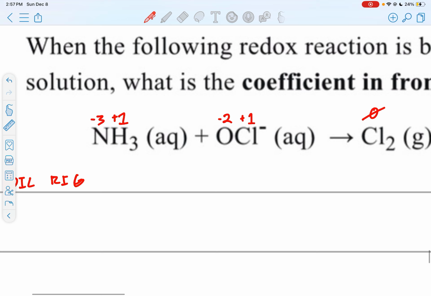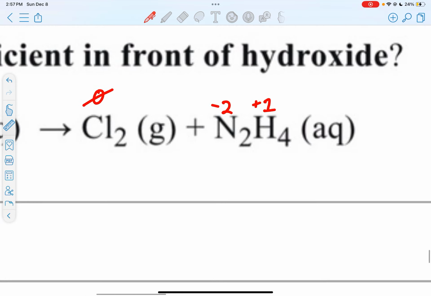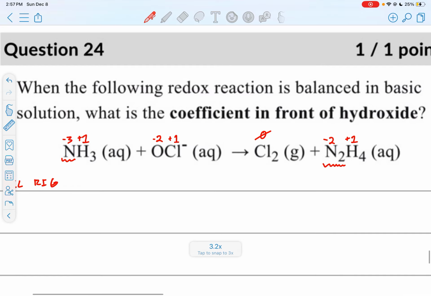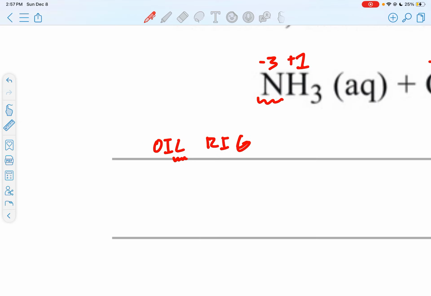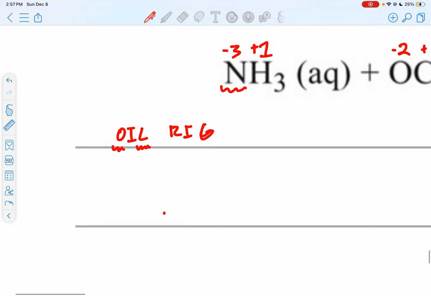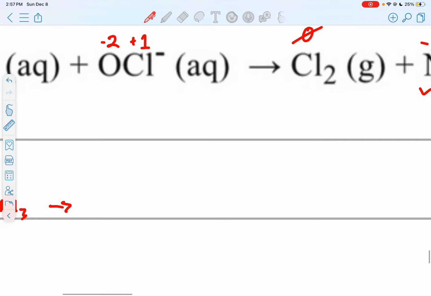Let's look at what nitrogen starts with. It has a -3 oxidation state to begin with, which means it's gained 3 electrons. Nitrogen ends with a -2 oxidation state, which means it only has 2 extra electrons here. So it's lost an electron from reactants to products, which means if it's lost an electron, it must be being oxidized. So let's do that. Oxidized would be NH3 becomes N2H4.